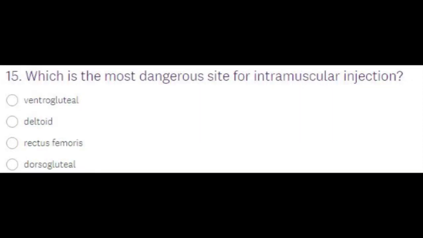Coming to the 15th question. Which is the most dangerous site for intramuscular injection? Options are option A, ventrogluteal. Option B, deltoid. Option C, rectus femoris. Option D, dorsogluteal. So the dorsogluteal site is the most dangerous site for IM injections. Option D is the right answer.